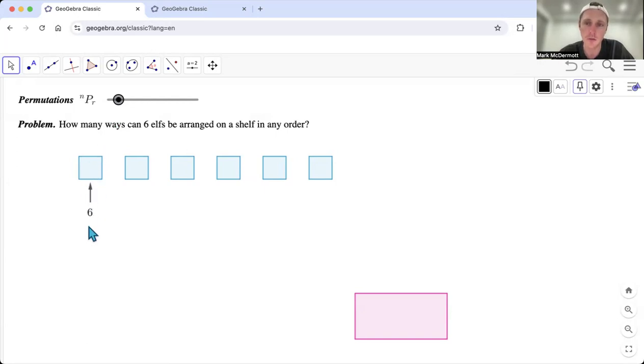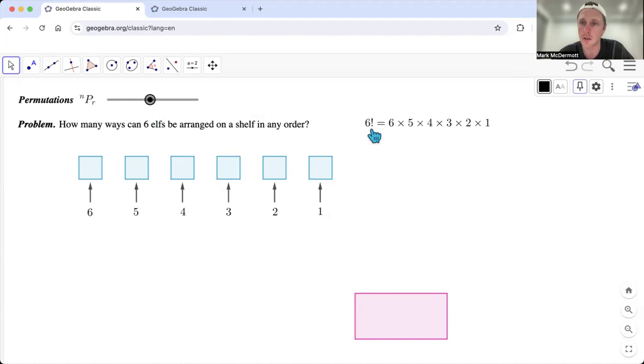Then in the next spot, where you've chosen one of the elves, you've only got five options. And then you've only got four options because you've selected two already. And then you've got three options, then two options, then one option. This is actually a concept in maths that has a name. We're going to multiply 6 times 5 times 4 times 3 times 2 times 1, and that's what's known as factorial.